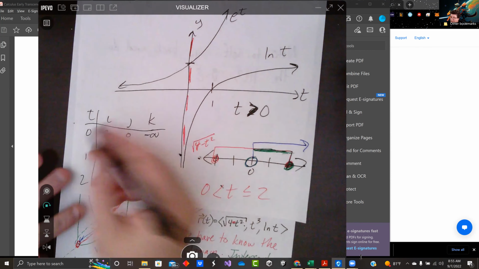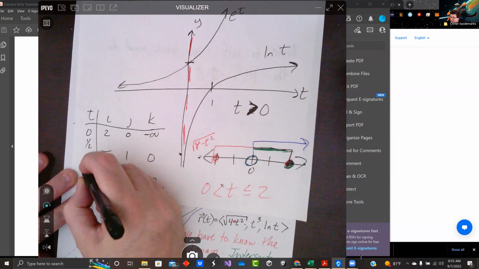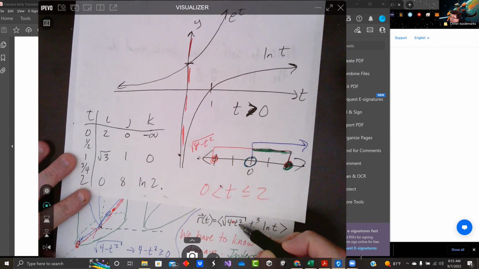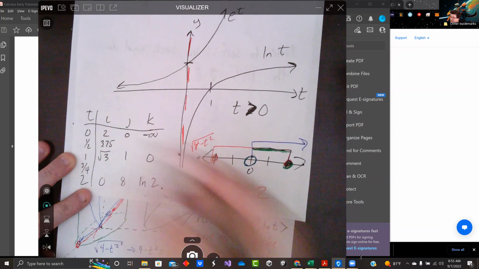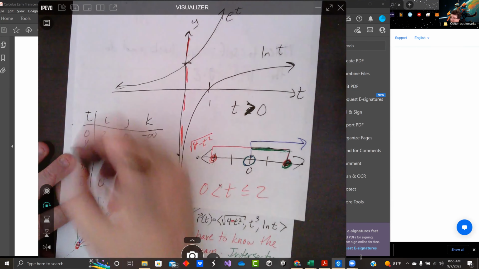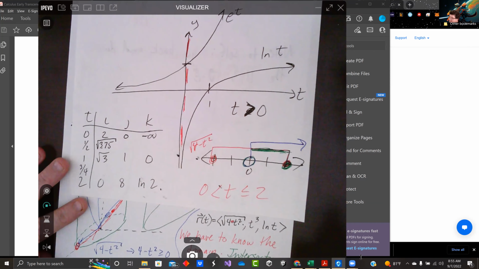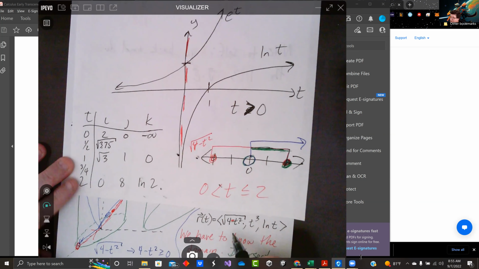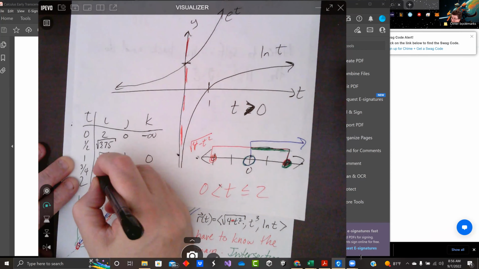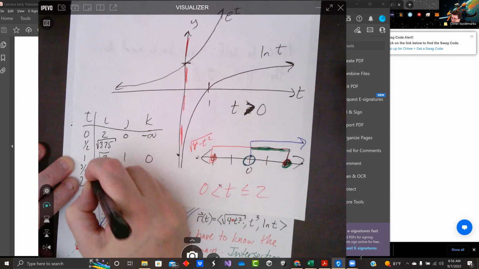I probably need some subpoints in there. 1/2, 3/4. 1/2 squared is 1/4. 4 minus 1/4 is 3.75. Square root of 3.75. And 3/4 squared is 9/16. So 4 minus 9/16 is 3 7/16, and we're doing the square root there.